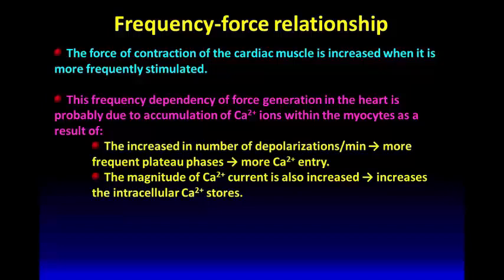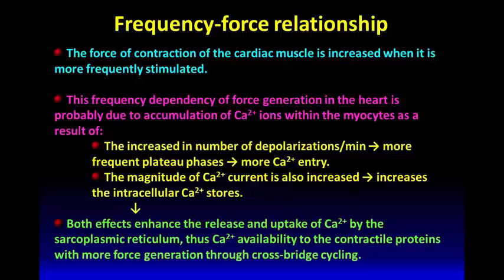The accumulation of calcium ions within the myocytes as the heart rate accelerates results from the increased number of action potentials per minute, the increased number of depolarizations. So we have more frequent plateau phases, so more calcium entry. Additionally, with faster heart rates, the magnitude of calcium current into the contractile myocytes is increased, hence the intracellular calcium stores are increased.